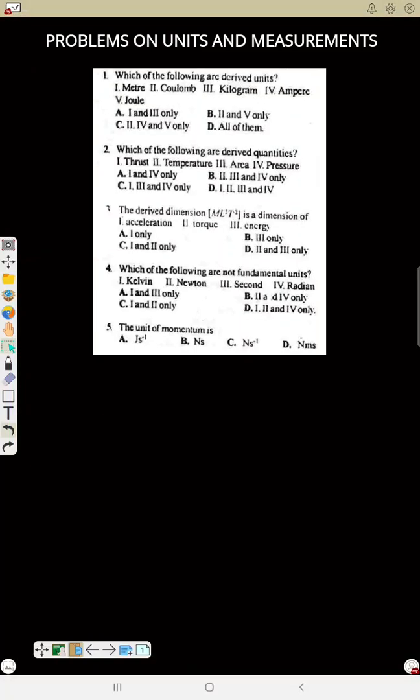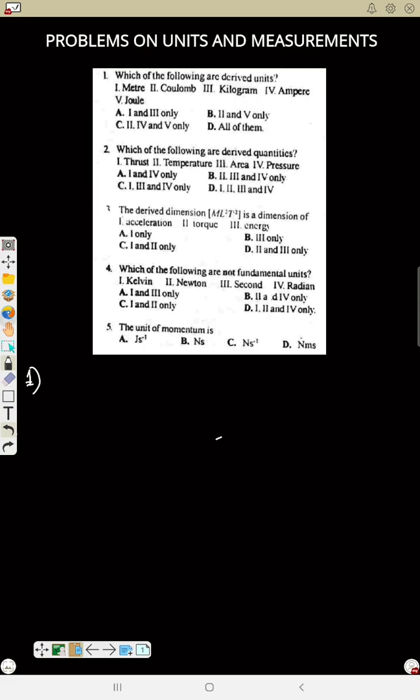Now, this is part 2 of problems on units and measurements. Let's take number 1. Which of the following are derived units? I meter, II coulomb, III kilogram, IV amps, V joules.